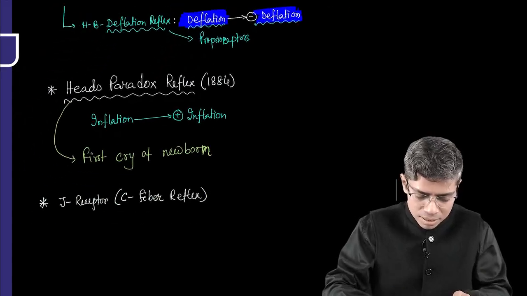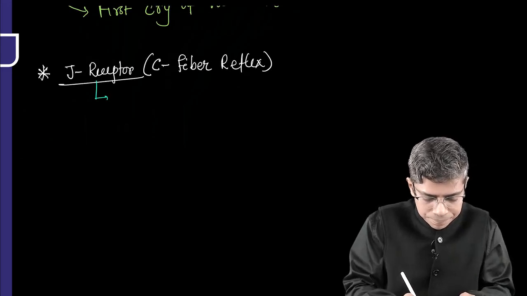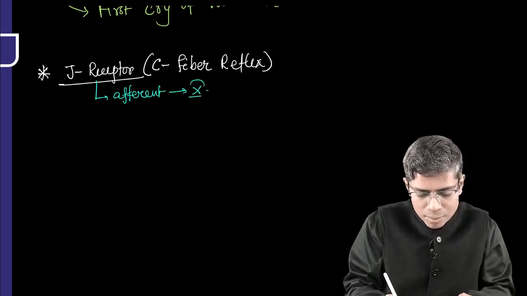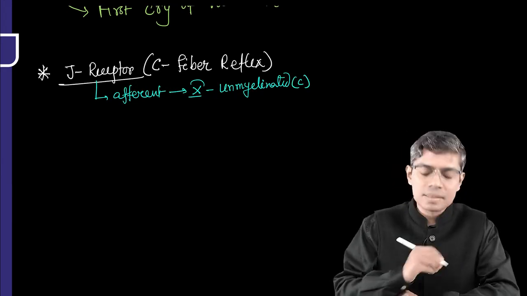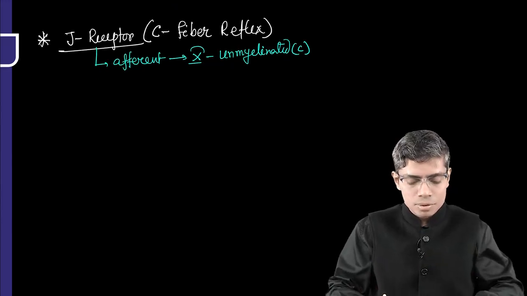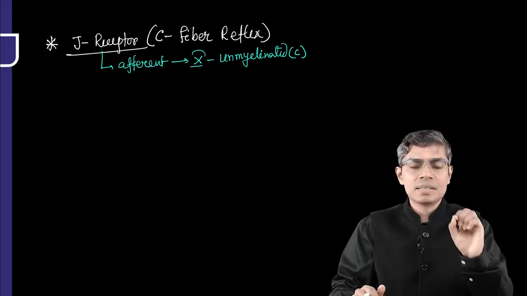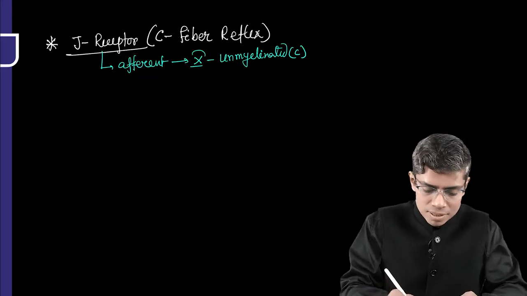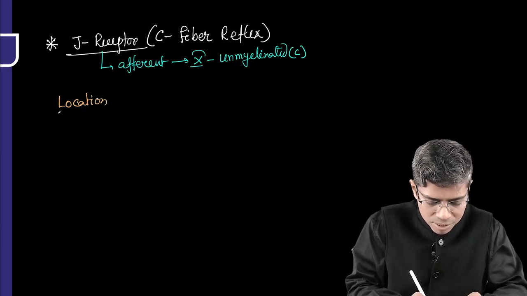If you look at the J receptor, you know that the afferent from this J receptor is also vagus, but the unmyelinated fiber of vagus, and this unmyelinated fiber is the C fiber. That's why the J receptor reflex is also known as C fiber reflex. Getting my point? So this J stands for juxtacapillary receptor. So what is the location of this receptor? First important question, what is the location of this receptor?